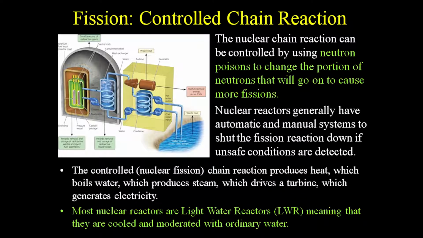The controlled nuclear fission chain reaction produces heat, which boils water, which produces steam, which drives a turbine, which then generates electricity. Most nuclear reactors are light water reactors, or LWR, meaning that they are cooled and moderated with ordinary water.